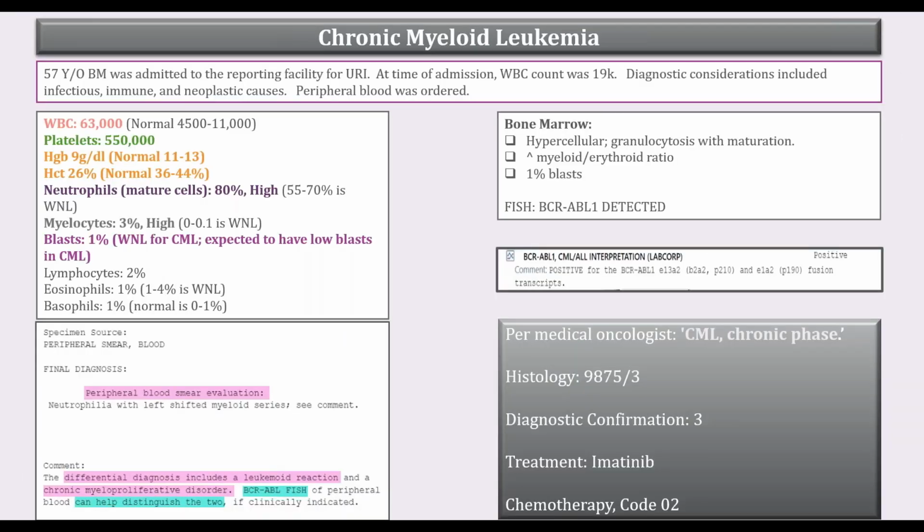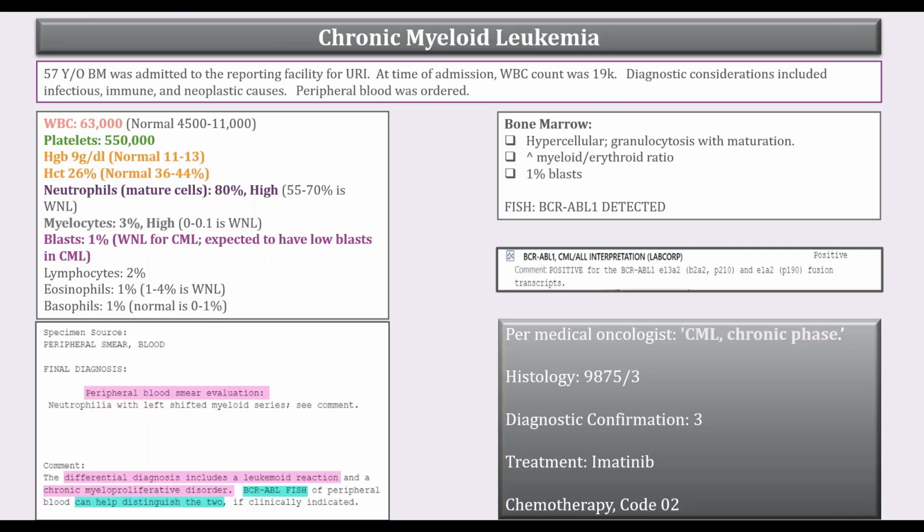So let's take a look at what a CML case could look like. A 57-year-old Black male was admitted to the reporting facility for an upper respiratory infection. At the time of admission, the white blood cell count was 19,000, with the white blood cell count rising to 63,000 over 10 days. Diagnostic considerations included infectious, immune, and neoplastic causes, and a peripheral blood was ordered.